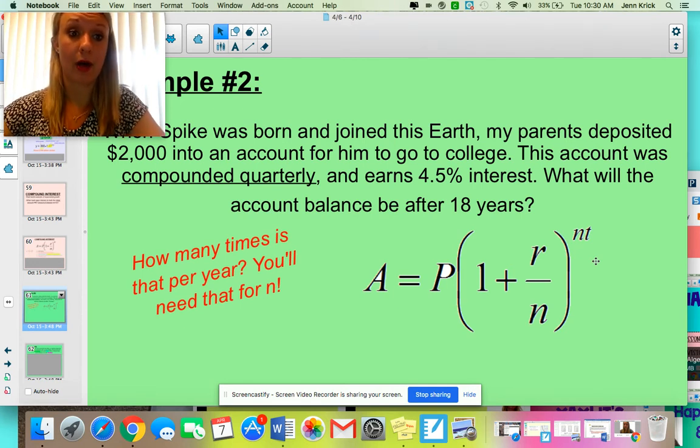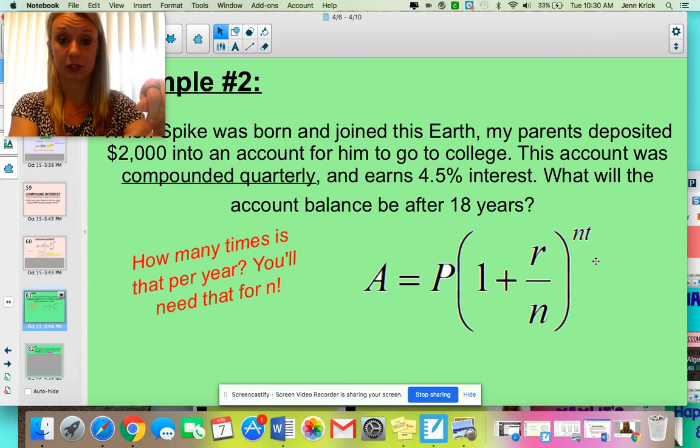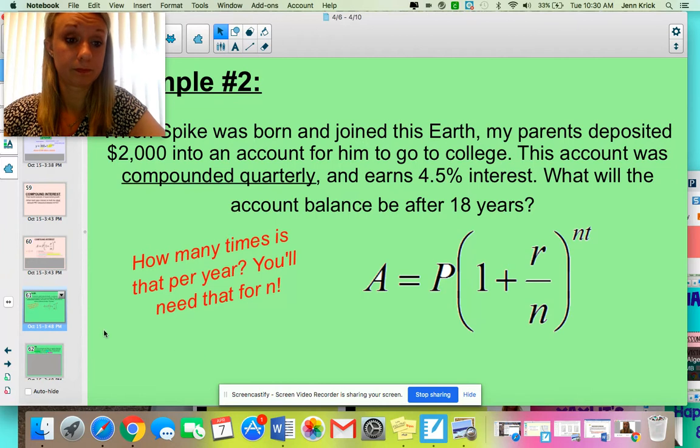So right now, pause the video, take a second and see if you can plug in all those variables, and then we'll check with my slide in a few minutes. So $2,000 plugged in, the account compounded quarterly, 4.5% interest, 18 years. See if you can plug it in.